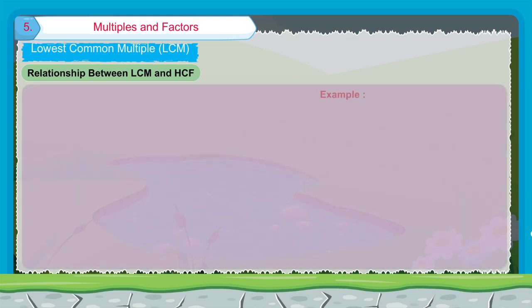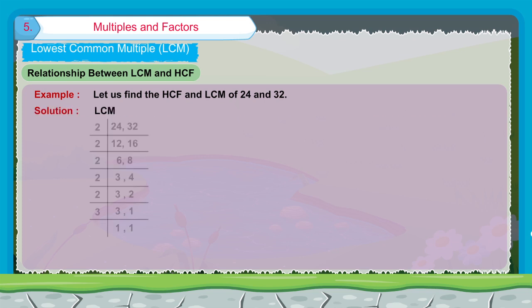4. Relationship between LCM and HCF. Example: let us find the HCF and LCM of 24 and 32. Solution: LCM, HCF.